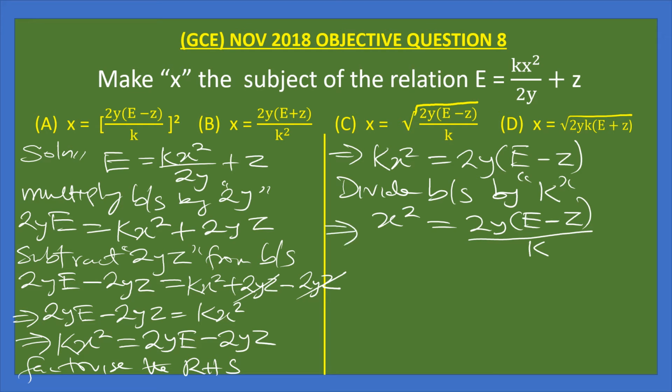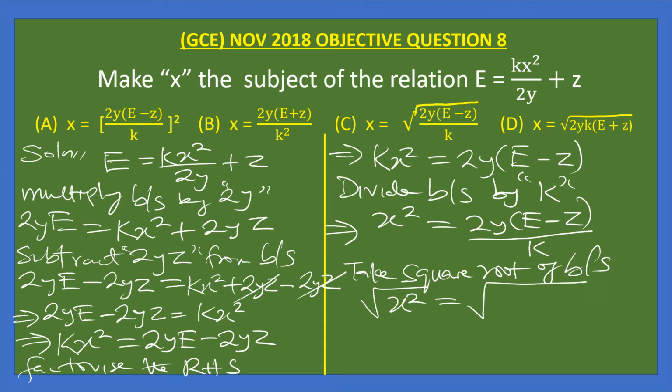So what do we now do? We take the square roots of both sides, which now gives us square root of what? X squared as equal to what? Square root of 2y into e minus z, all divided by what? K.